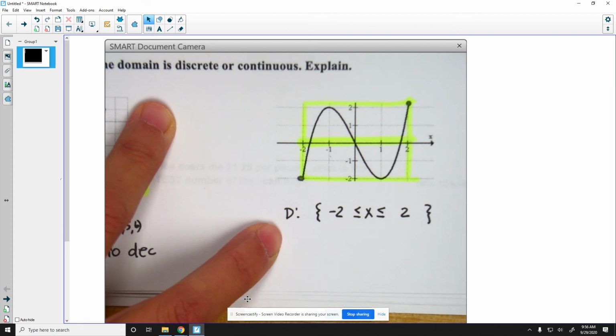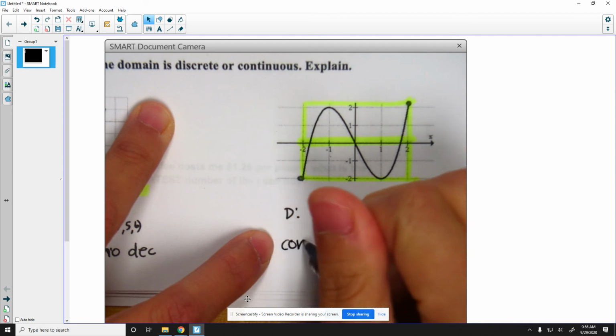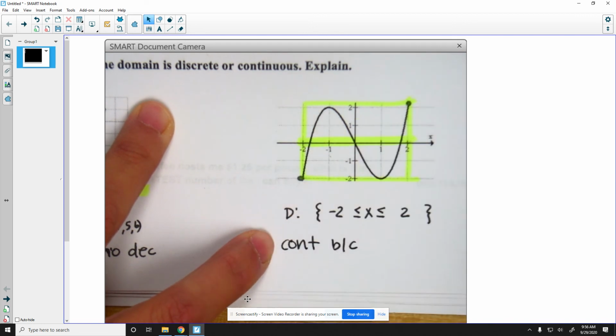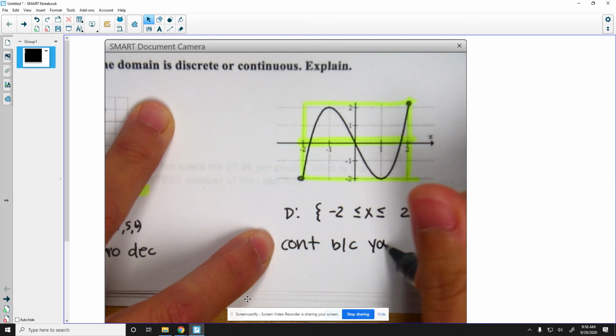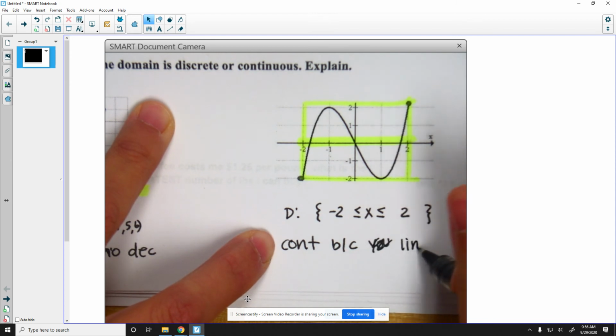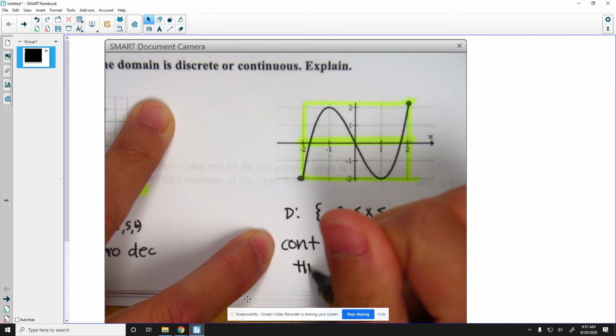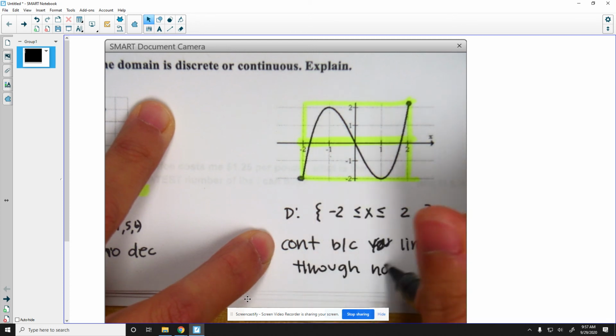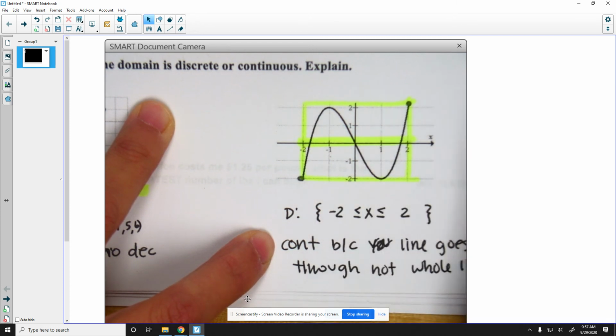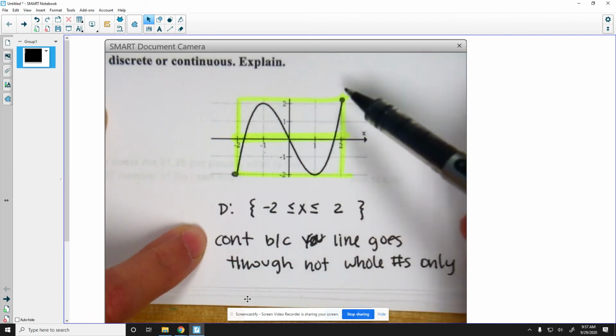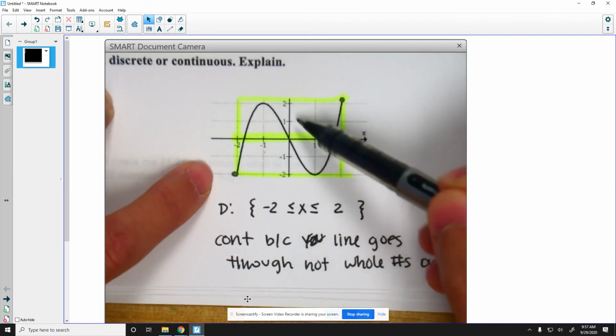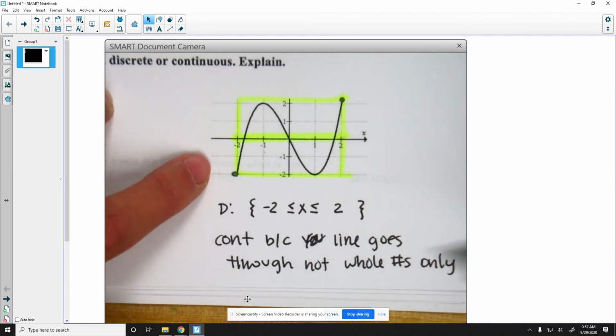What do you think, Kip? I think it's continuous. Why? Because you can have fractions, because the line goes through not all whole numbers. Perfect. Do you see how basically it's connected? If it's connected, it's including all the decimals in between, so you can have a decimal of that x.